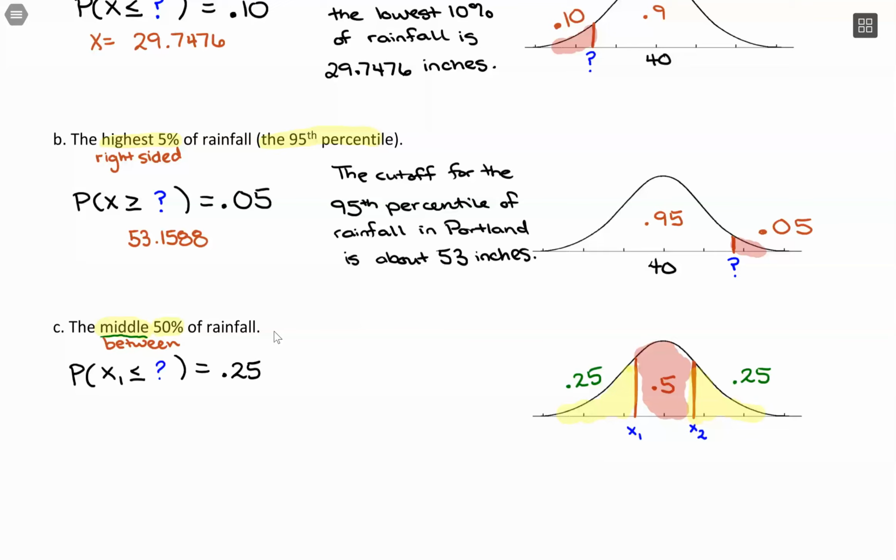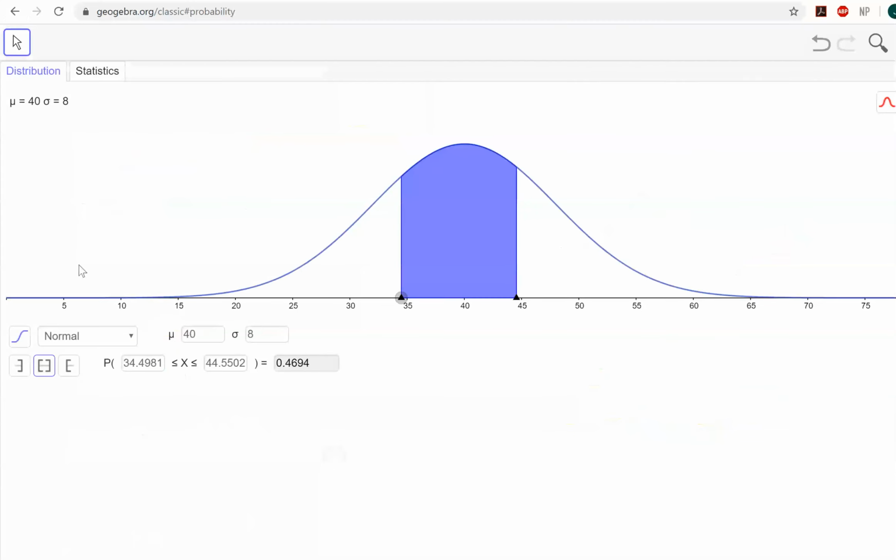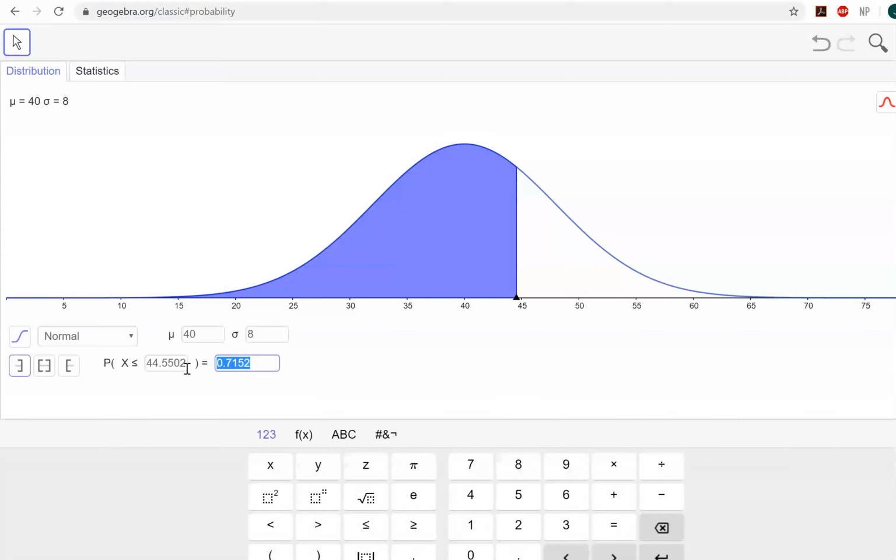Then to find X2, I'm going to do a similar piece, but now it would be more than or equal to. We'd be looking for that right-sided probability. So being more than or equal to some number is equal to 0.25. So if we go to GeoGebra, I'll do X1 first. So taking area to the left, and I want that area to the left to be 0.25.